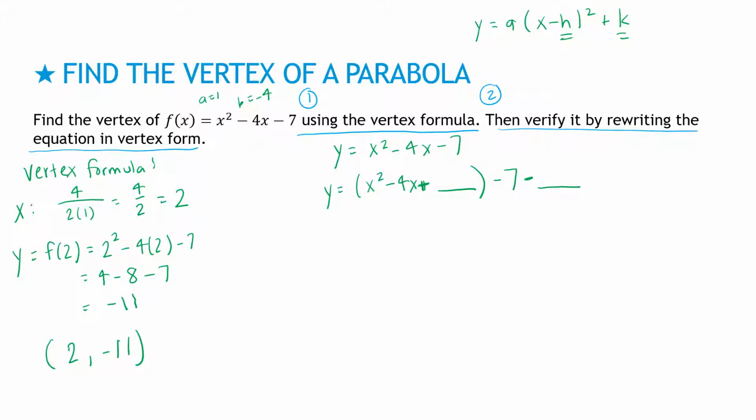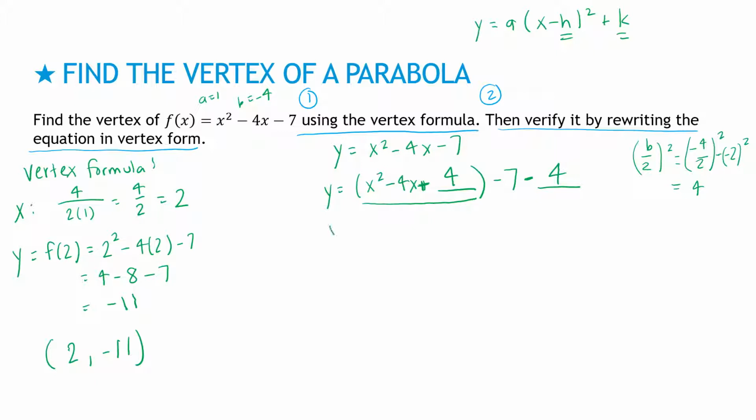To find what goes in the blank, I'm going to take b over 2 and square it. So b in this case is negative 4. Negative 4 over 2 is negative 2. Negative 2 squared is 4. So I'm going to put 4 here, and I'm going to put 4 here. So what have I done? What I've done is I've taken this part and created a perfect square trinomial, which we'll do all of the time when we get to completing the square and all of that with quadratics.